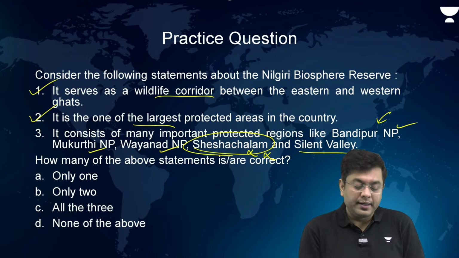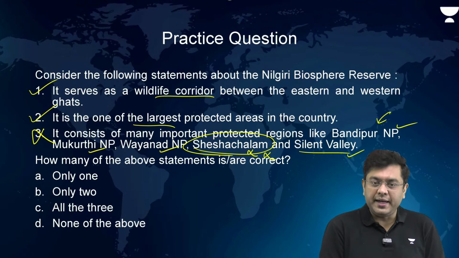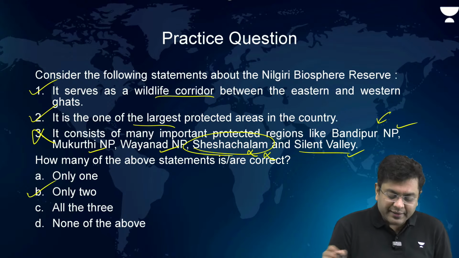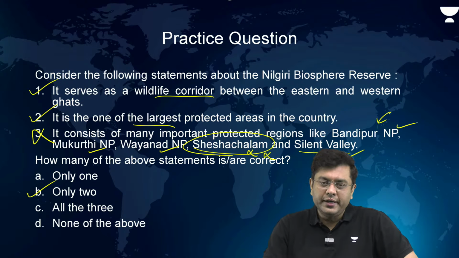Silent Valley is also correct. However, the third statement becomes incorrect. So here the correct answer becomes B, that is only 2.